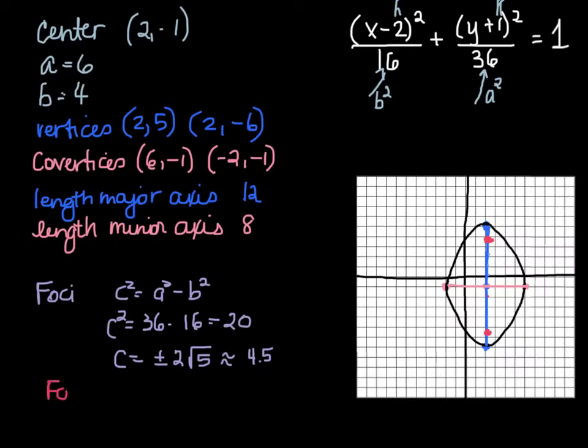So the coordinates of my foci would be, from my center right here, I'm for sure 2. And what I'm doing is I'm going from negative 1 and I'm adding 4.5, or 2 radical 5, and I'm subtracting it. So my x is going to be 2. My y is going to be negative 1 plus or minus 2 root 5, because I'm adding 4.5 to get to this point and subtracting 4.5 to get to this point.